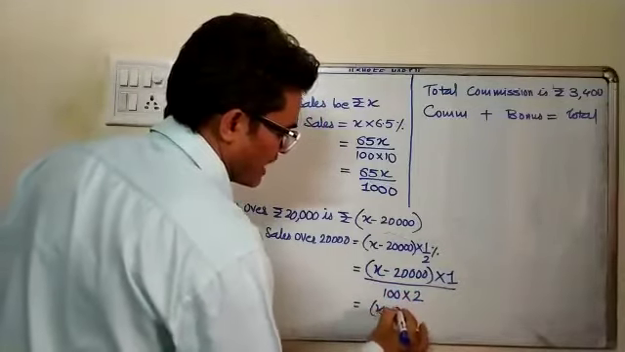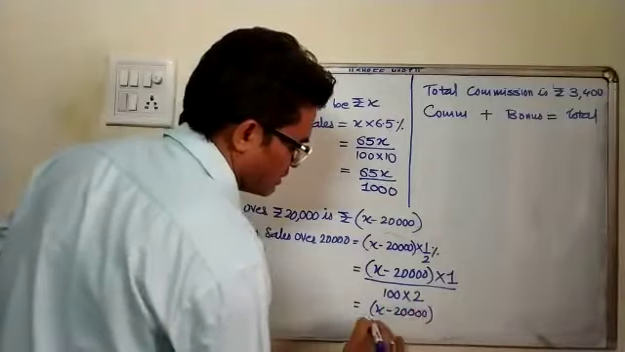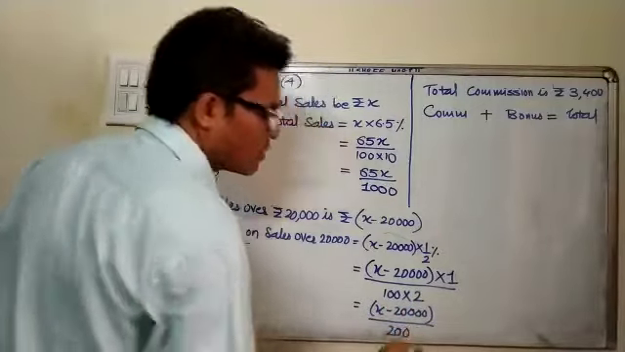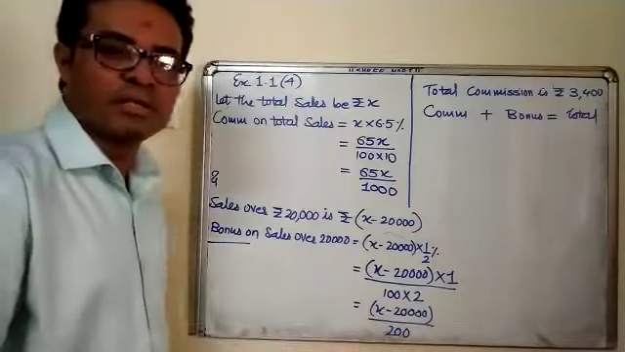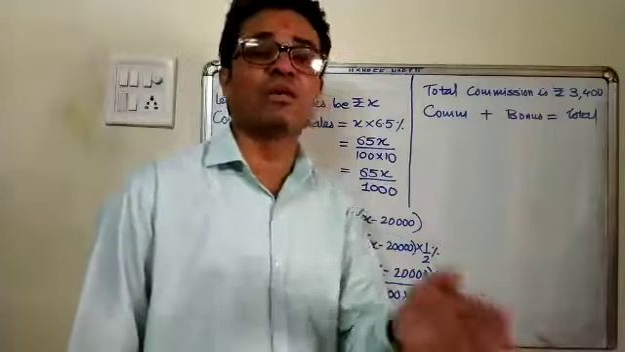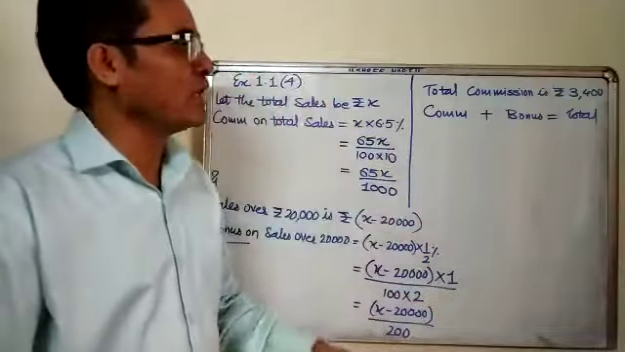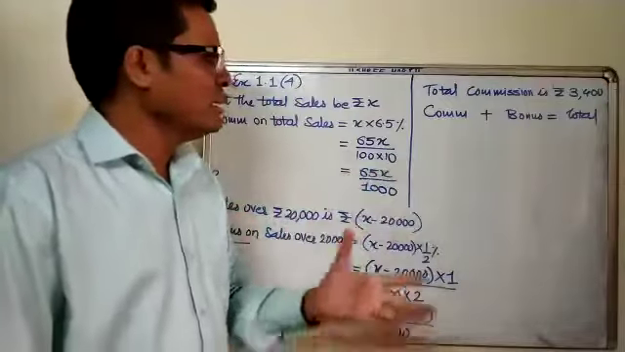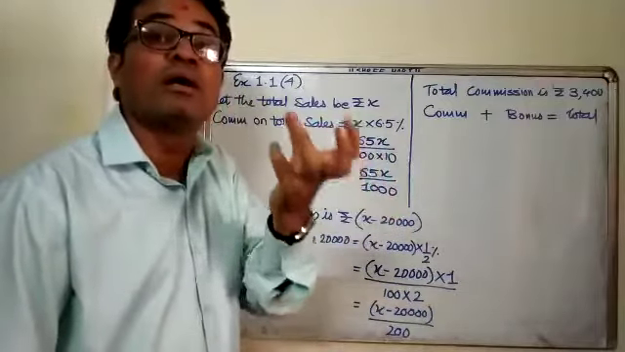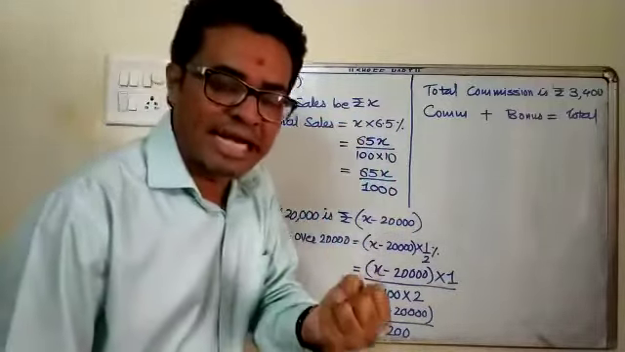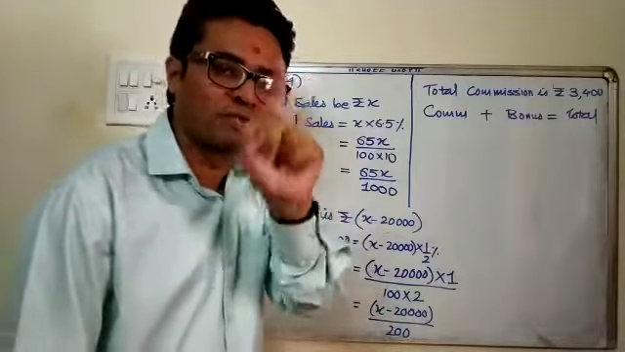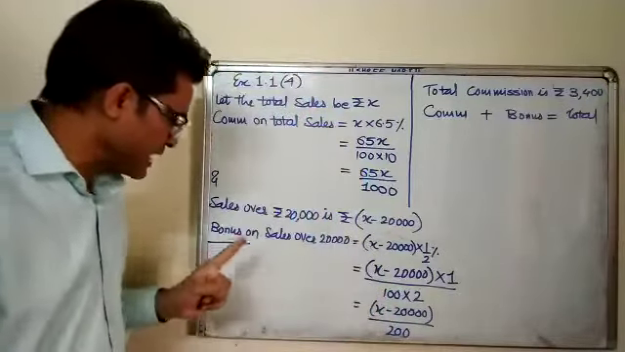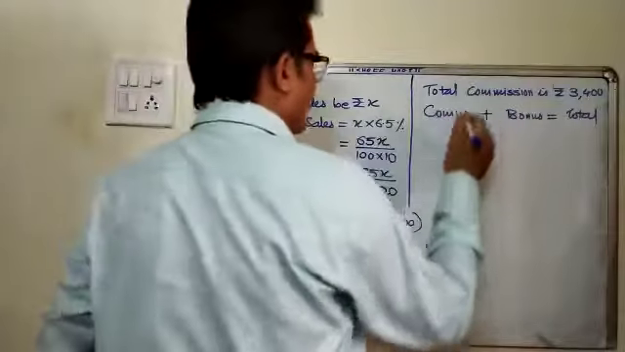So it comes to X minus 20,000 upon 200. Another thing: in your question, we are already given the total commission is 3,400. See, what is the total? Her total earnings. She is getting an amount from two sides. First, commission. Second, bonus.